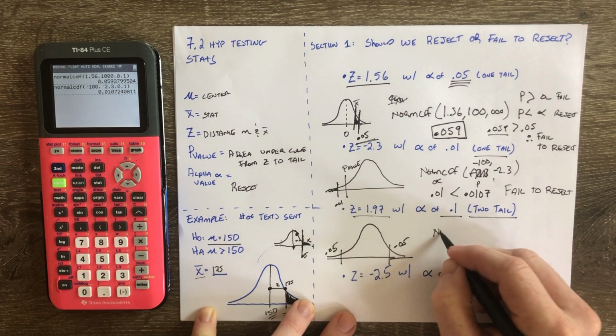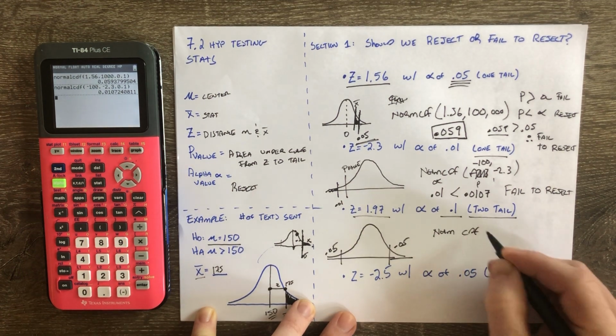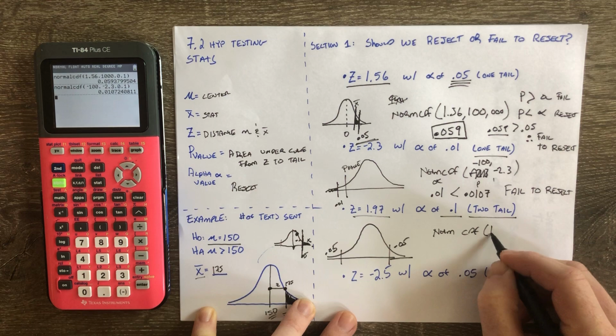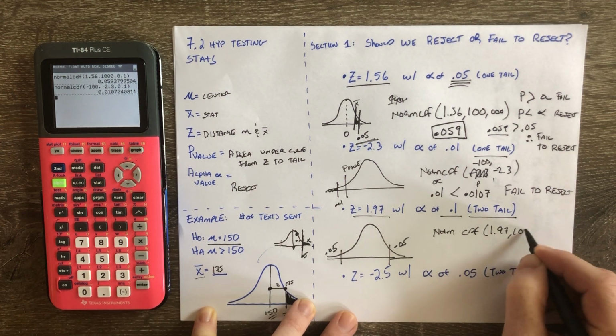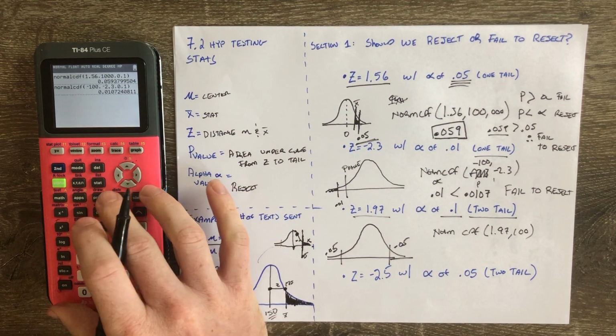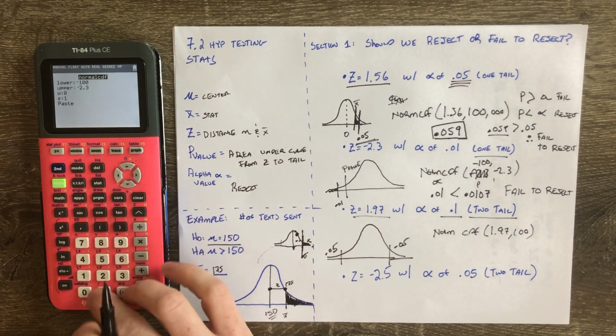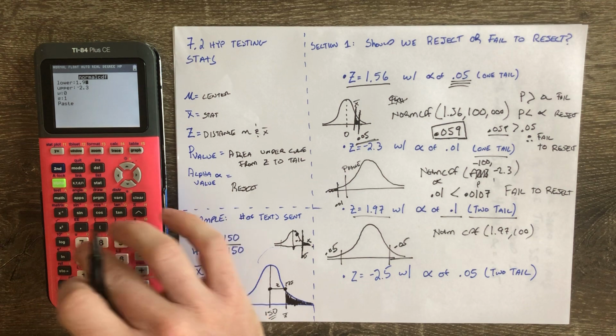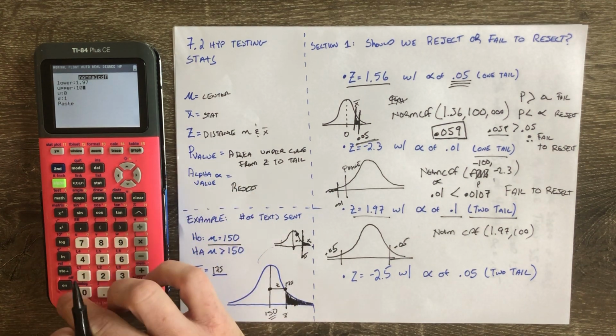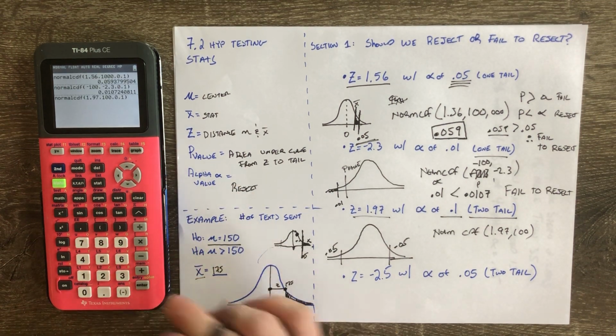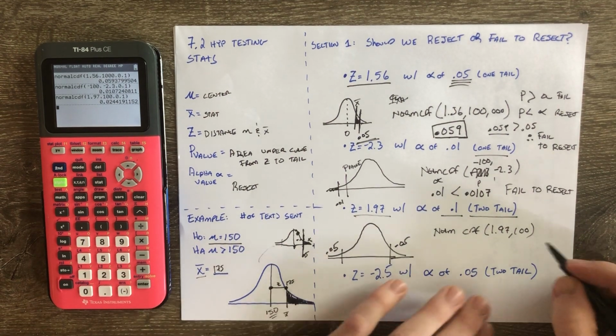So let's go normal CDF. We always want to go to the tail, so we're going to go 1.97, 100. Second distribution, 1.97, 100. We get 0.02.